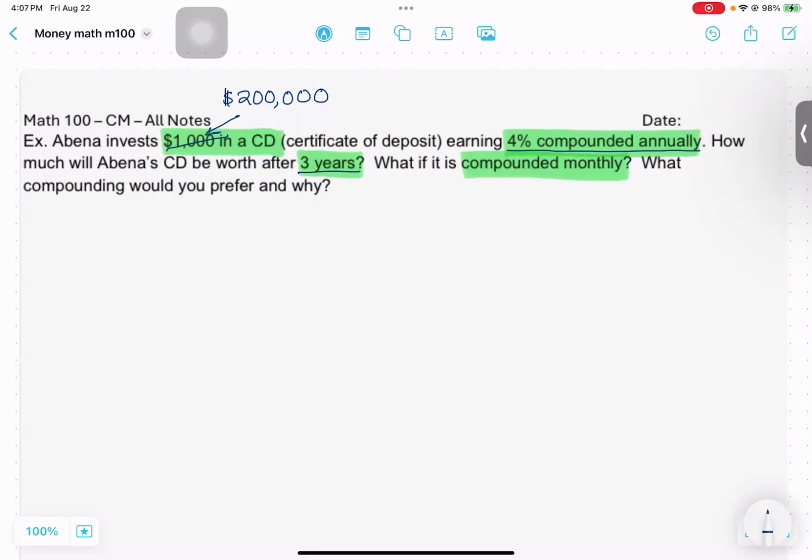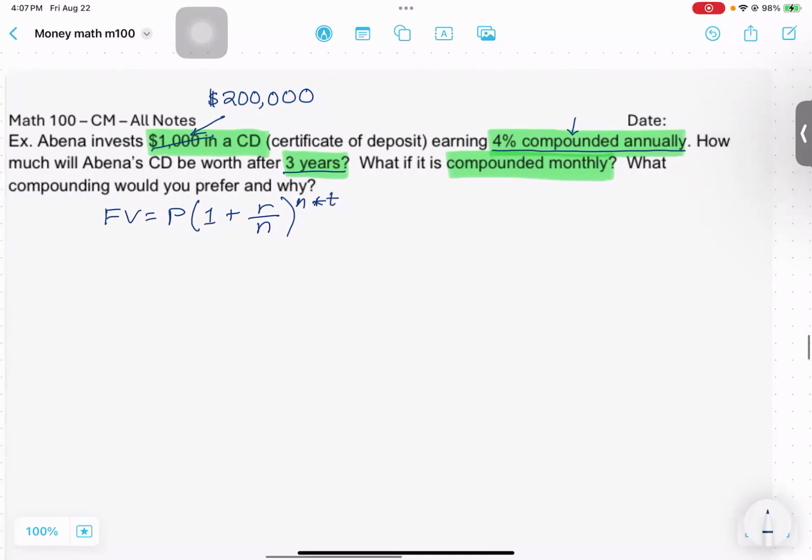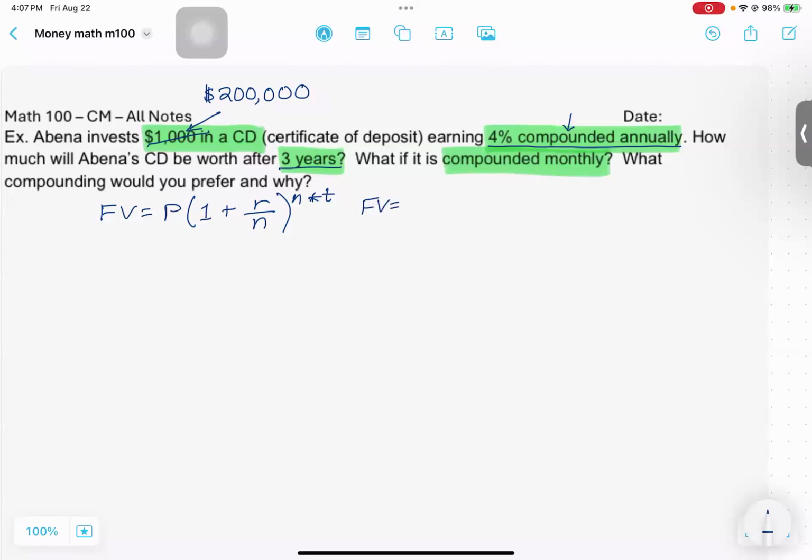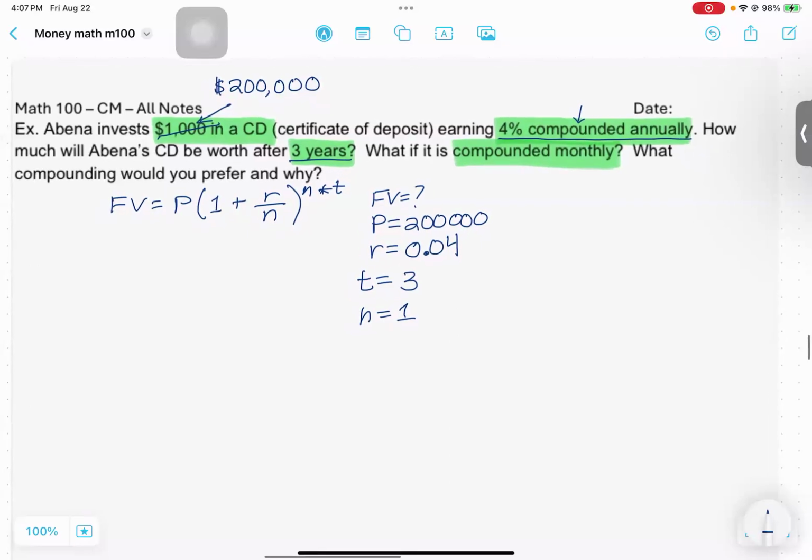So I want us to write our formulas again and again to make sure we're clear. Since we see the word compounded, I know I need future value is equal to principal times (1 plus our rate over n) to the n times t. Future value, we don't know what that is yet. Our principal is 200,000. Our rate is 4%, but I want to convert that to its decimal form, 0.04. Our t is 3 years. And n for the first time, compounded annually, is just one time a year.